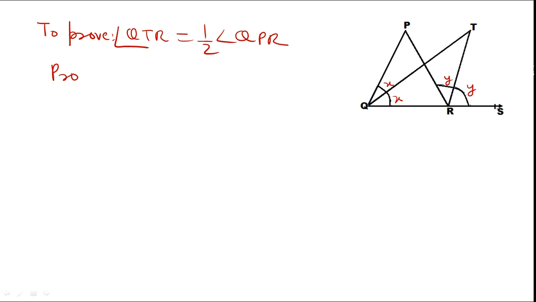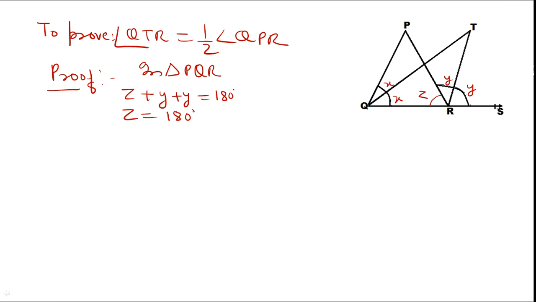Proof. In triangle PQR, this angle, I am saying this angle, suppose this is Z, this is Z. So Z plus Y is equal to 180 degree. Why? All the angles are formed on the same line. So Z is equal to clearly 180 minus 2Y. Okay. And suppose this angle is U.